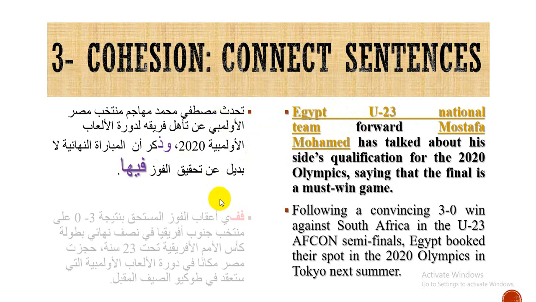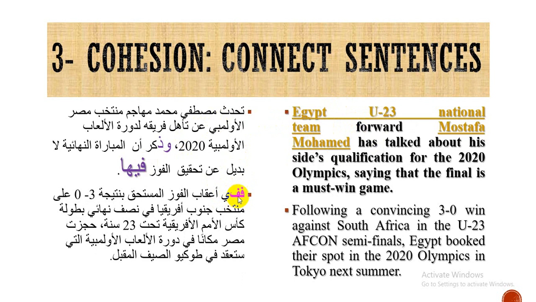And when it comes to the next one, ففي عقب, so we add here ففي, following a convincing 3-1 win against South Africa in the U23 AFCON semi-finals. Egypt booked their spot in the 2020 Olympics in Tokyo next summer. ففي عقاب الفوز المستحق بنتيجة 3-0 على منتخب جنوب أفريقيا في نصف نهائي بطولة كأس الأمم الأفريقية تحت 23 سنة، حجزت مصر مكانا لها ومكانا في دورة الألعاب الأولمبية التي ستعقد في طوكيو الأسبوع المقبل.